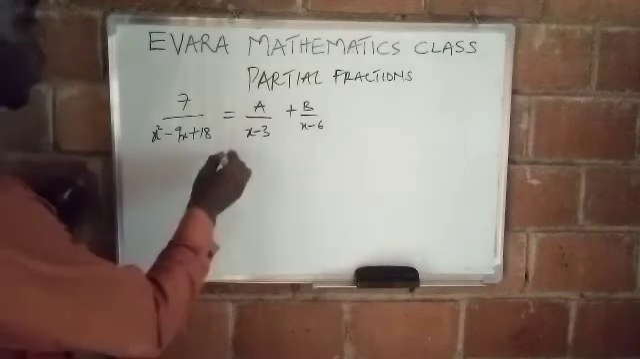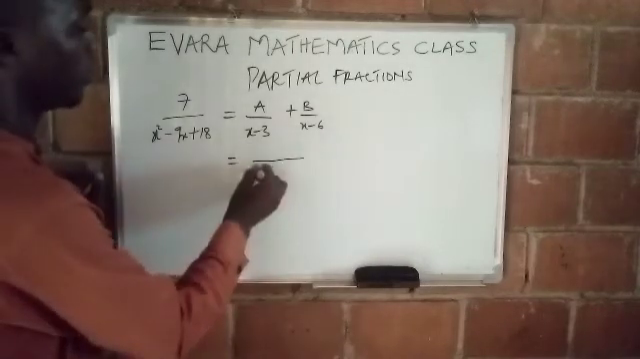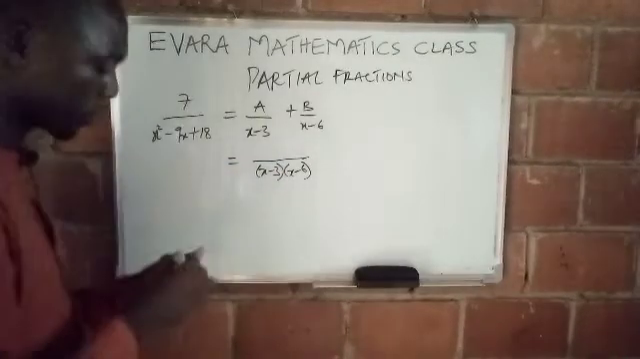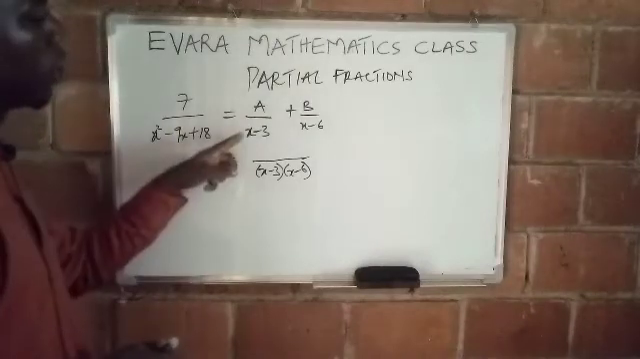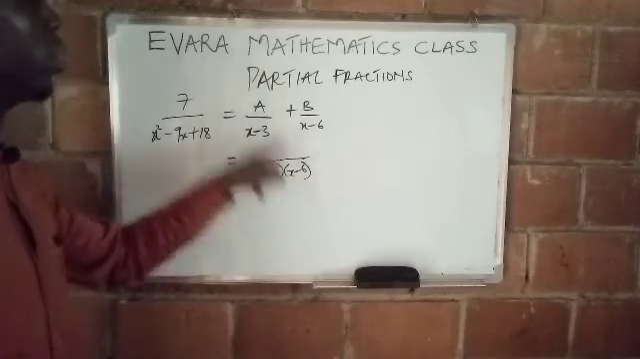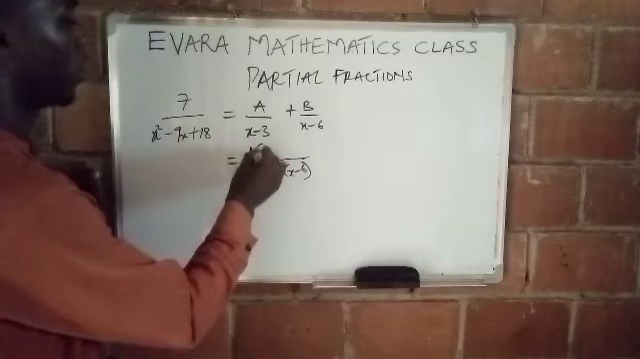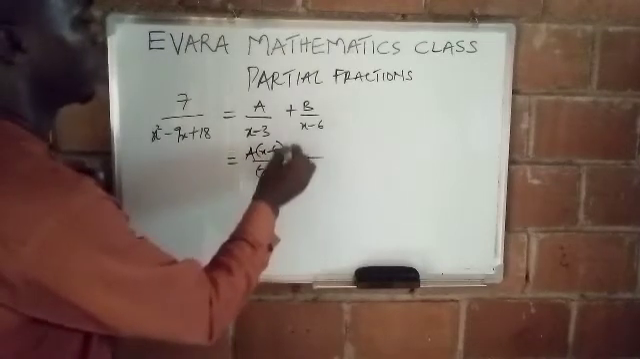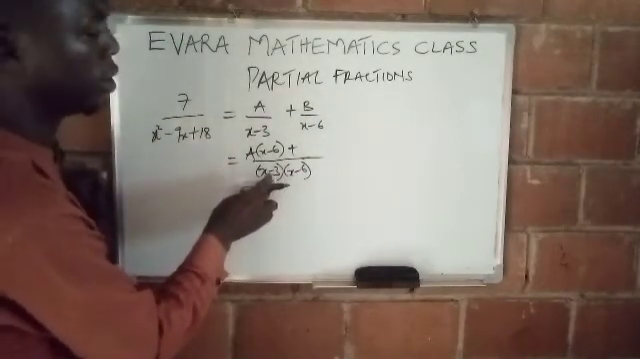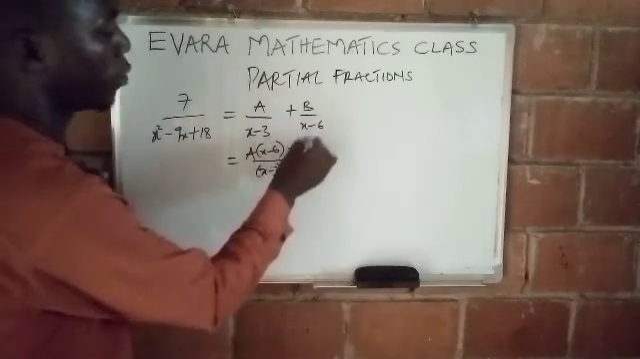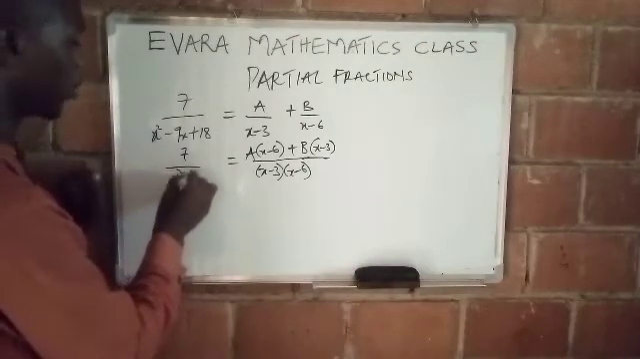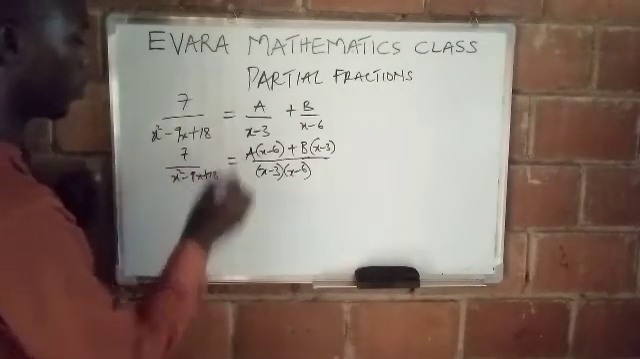So now, here the LCM is x minus 3, x minus 6. That is the LCM. So x minus 3, when you use it to divide the LCM, you get x minus 6. Then to multiply A, that is A multiplied by x minus 6, plus, if you use this x minus 6 to divide the LCM, you are left with x minus 3. So x minus 3 multiplied by B, that is B(x minus 3). So 7 over x squared minus 9x plus 18.